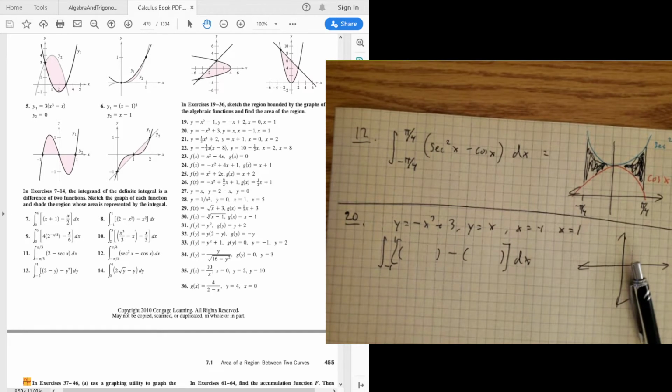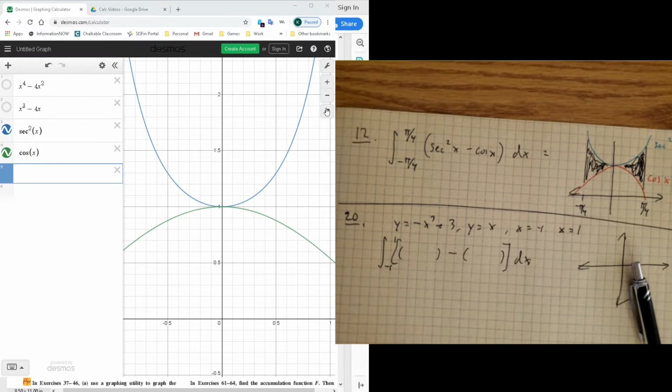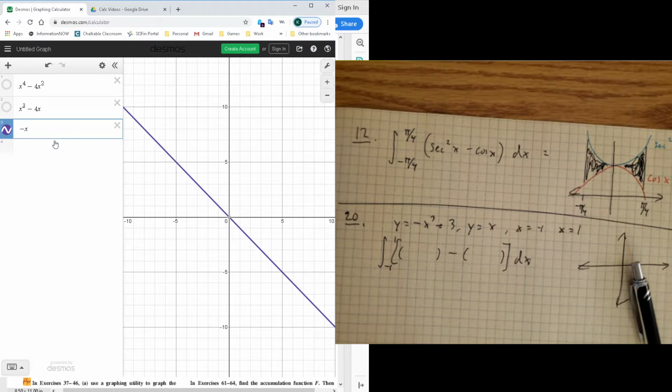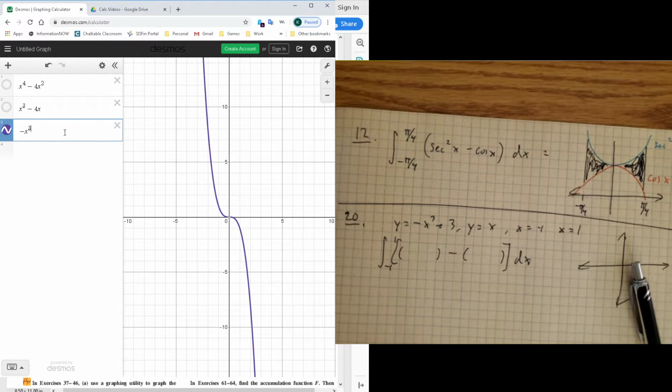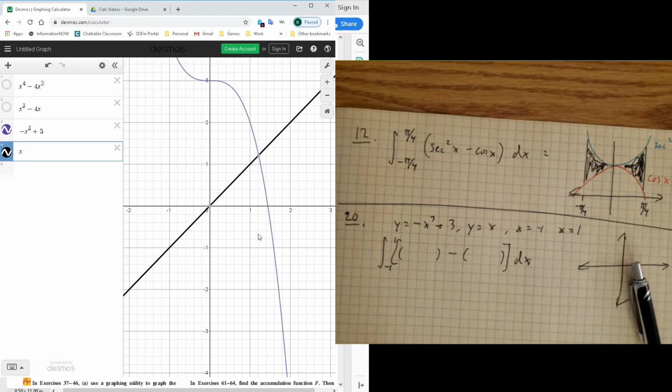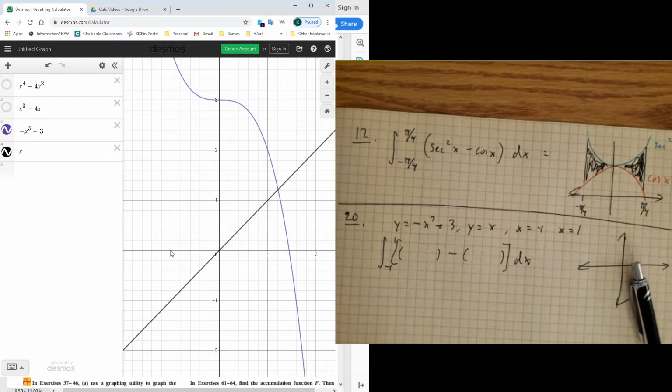Well, let's make a graph. I go to my graph, and let's put these two pieces in. We have, for our first one, negative x to the third plus 3. And we have y equals x, so just x. So in this case, we're bounded between negative 1 and positive 1.